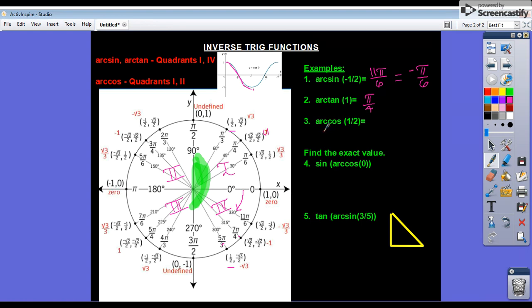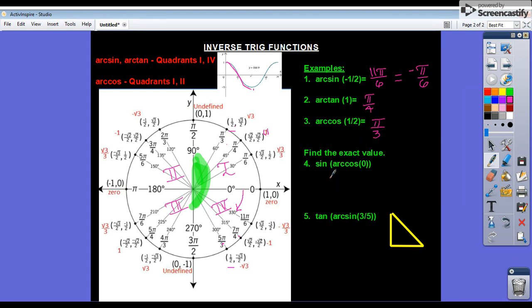And for the final one here, arccosine of 1/2. Again, arccosine is the only one restricted to quadrants 1 and 2, so I'm looking at quadrants 1 and 2. This 1/2 is positive. I'm going to go in quadrant 1, look for the x value where cosine is 1/2, and that would be at pi over 3.